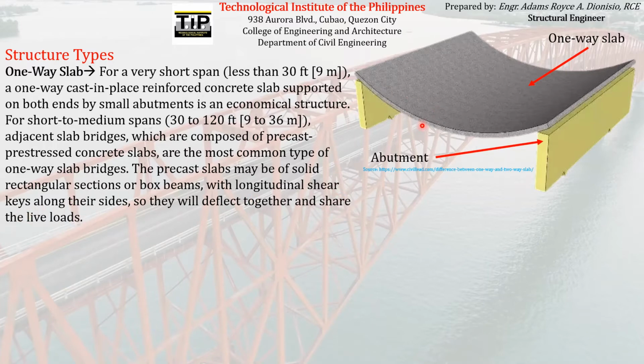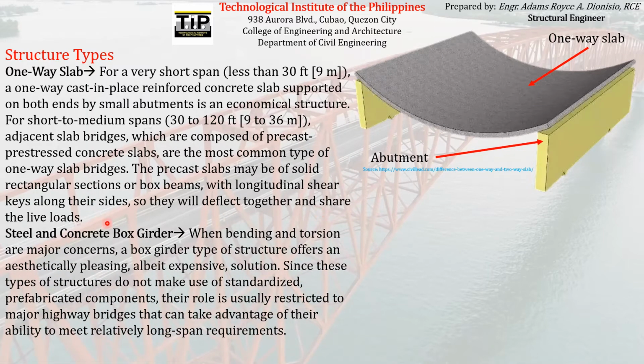So that is one-way slab type of bridge structure. It is composed of one-way slab supported by abutments on each end. So you usually use that for very short span of 30 feet or 9 meters.